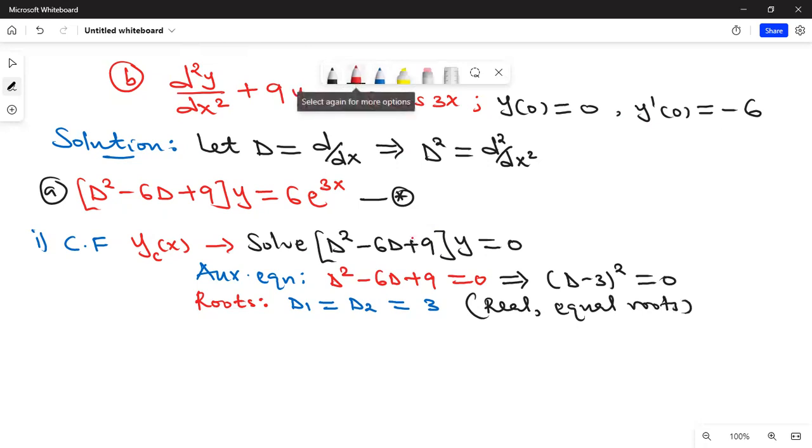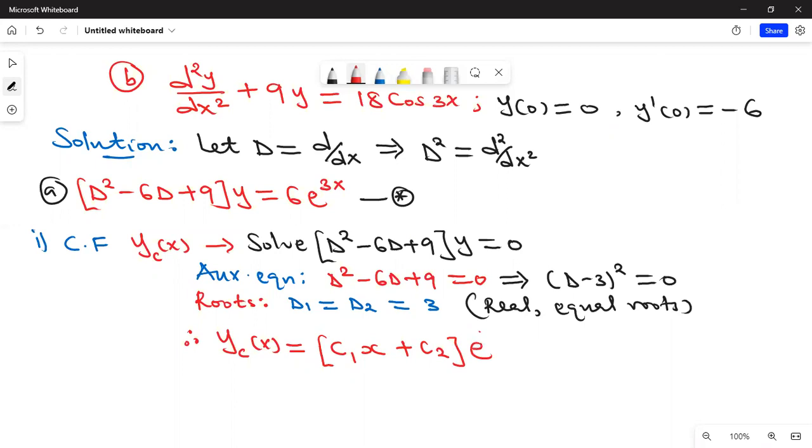So how do we write our general solution? You can just say that therefore y subscript c of x, a function of x I mean, is equal to a constant c1 x plus another constant c2. The whole of this is multiplying exponential 3x, where c1 and c2 are arbitrary constants. So that's the first solution. Let's find the second solution. That is what we call the particular integral.